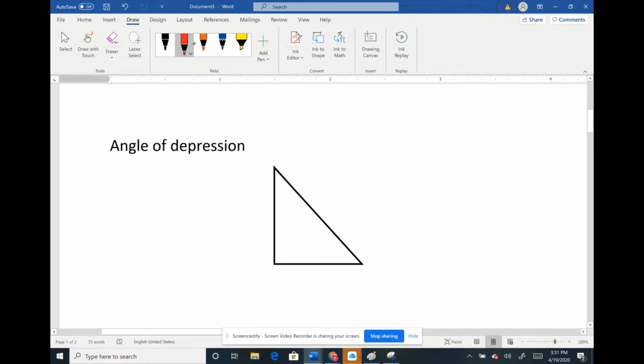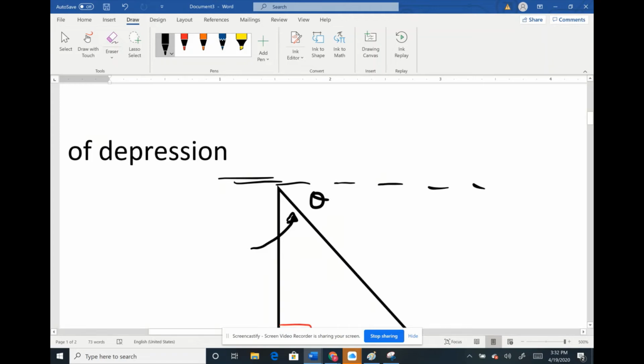Again, we're working with a right angle. Okay. Angle of depression, you have to draw a horizontal line above this point of the triangle, and the angle of depression would be this one right here. Now, we would have to find out this angle after we know the angle of depression. So let's say if this angle is 30 degrees, that would make this angle 60 degrees.